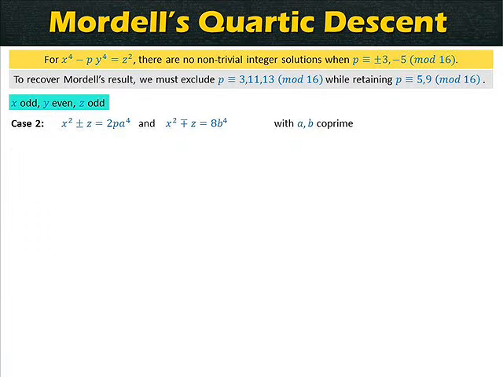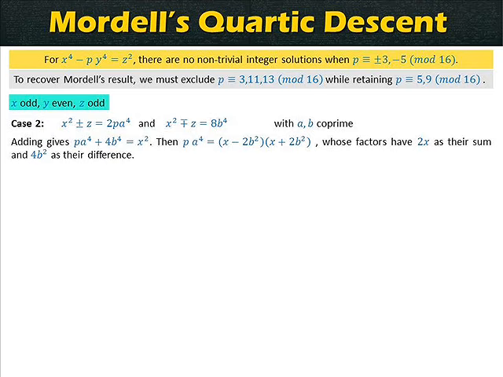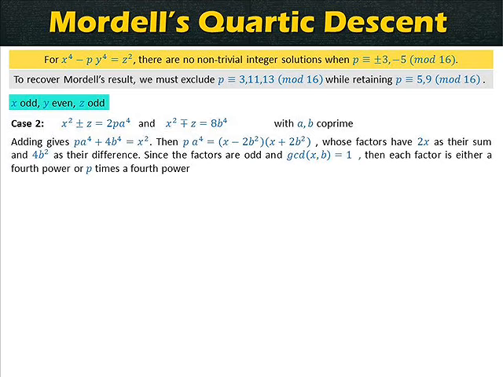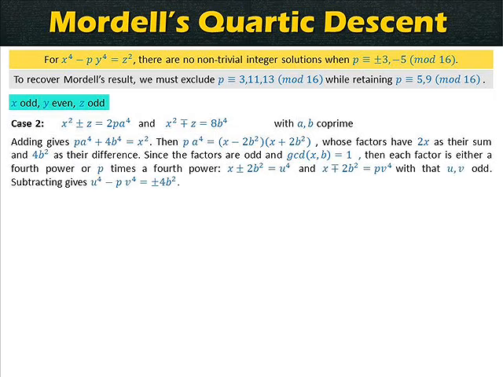Case 2, adding the equation gives p times a raised to the fourth plus 4 times b raised to the fourth equals x squared. We first factor the equation, and then a coprimality analysis shows that these factors are coprime. Then each factor is either a fourth power or p times a fourth power, where u and v are odd. Subtracting this equation gives u raised to the fourth minus p times v raised to the fourth equals plus minus 4 times b squared.